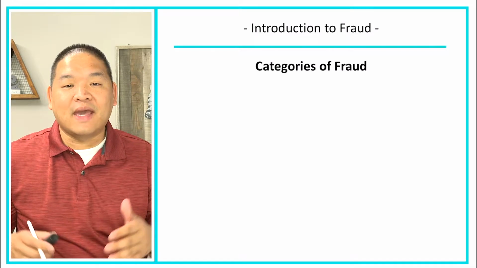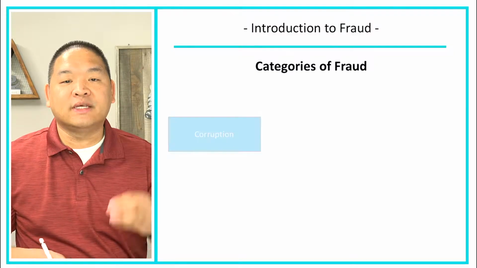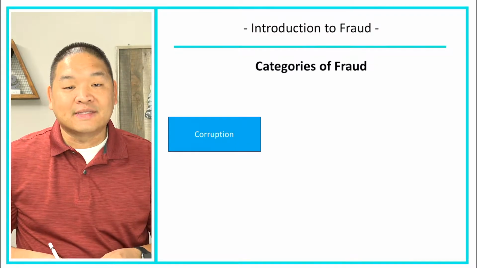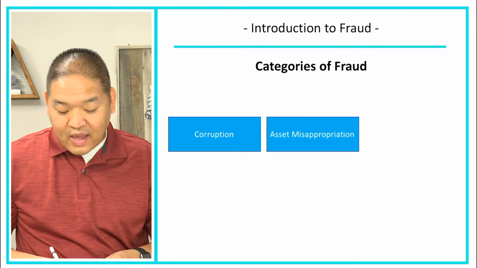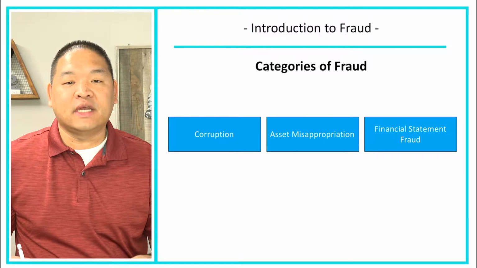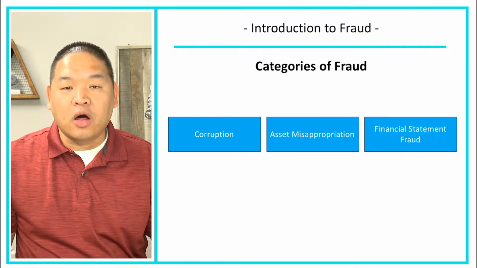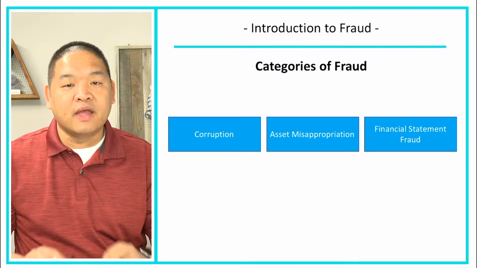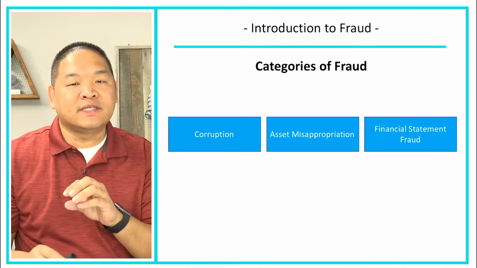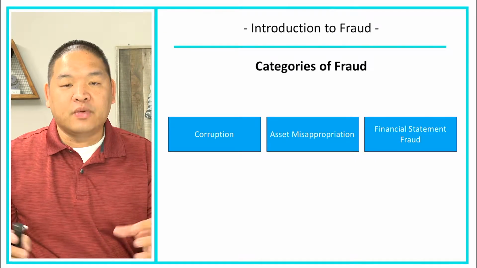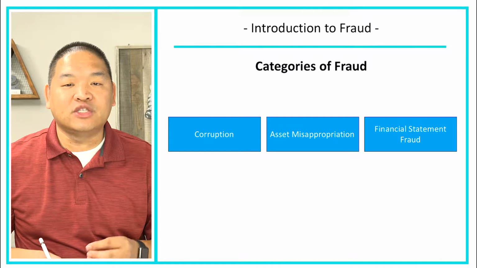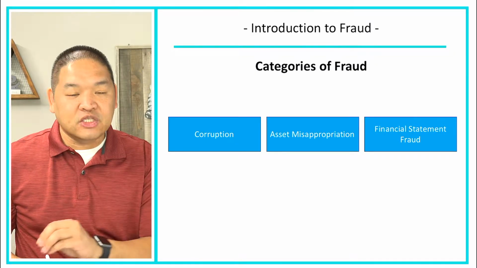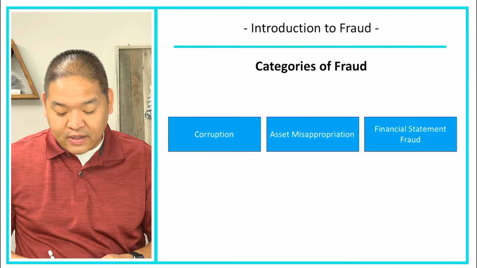Now, there are 3 categories of fraud. The first one is corruption. The second one is asset misappropriation. And then the third one is financial statement fraud. We're going to cover all 3 of these individually, but these are our 3 categories. So if we're going to take a fraud, we can put it into one of these 3 specific categories as we relate it to accounting. So let's talk about each one of them individually. We're going to start with corruption.